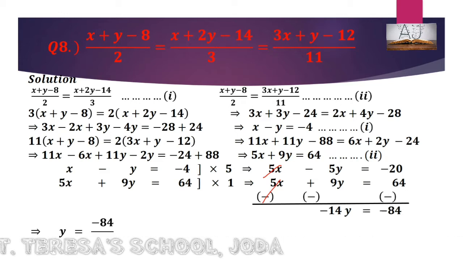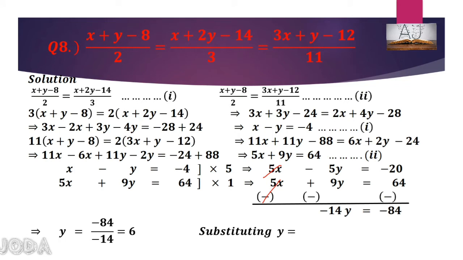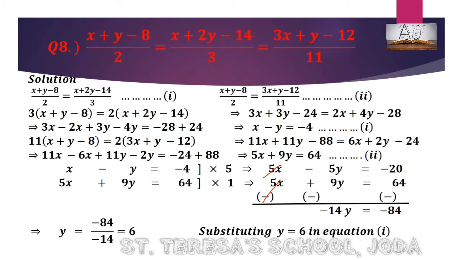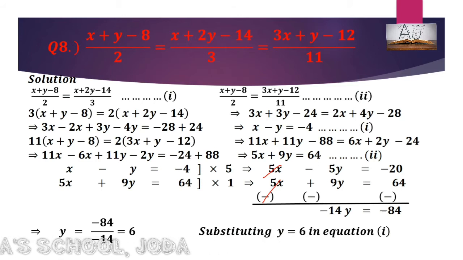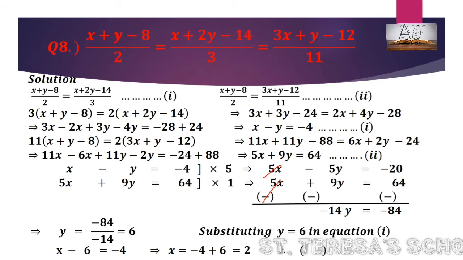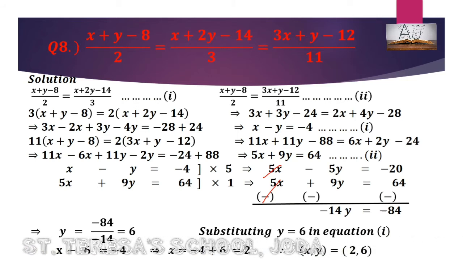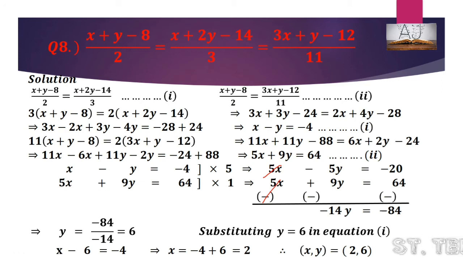Now after simplifying, minus 14y is equal to minus 84, so y is equal to 6. Now we'll substitute the value of y in any one of the equations. I am substituting it in the first equation. After substituting, we get the value of x as 2. So the solution is x equal to 2, y equal to 6.